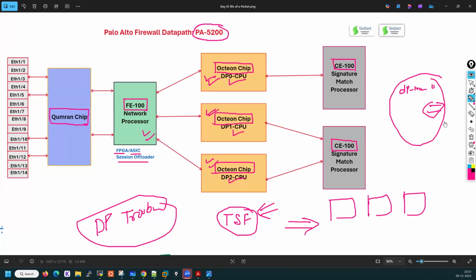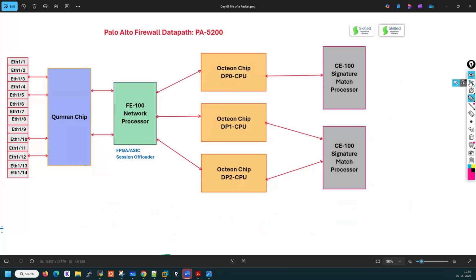Okay, we used to face lots of challenges at the data plane. It's not that those chips are never overutilized. If we get a lot of traffic, then definitely they will get overutilized. But there are multiple things, apart from those chips. Most of the time you will face the problems at the CPU level.